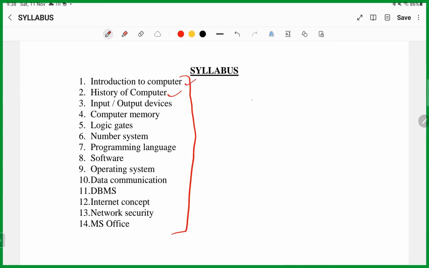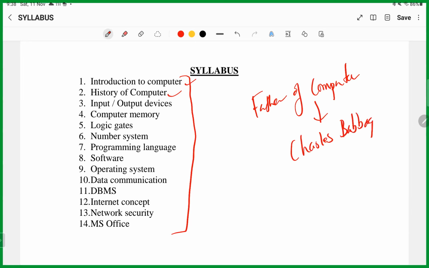Okay, who is the father of computer? Charles Babbage. So we know that Charles Babbage is the father of computer, but we'll be studying in detail. Is he a real father of the computer? Computer as evolved by Charles Babbage, we don't call it as the actual computer that we use now. Okay. We'll be studying about that. Don't worry. Then we'll be studying about important input and output devices.